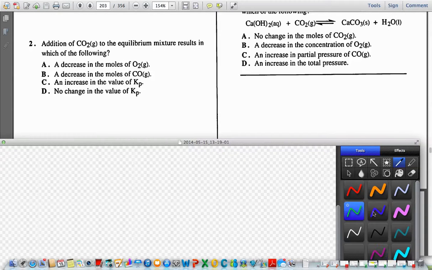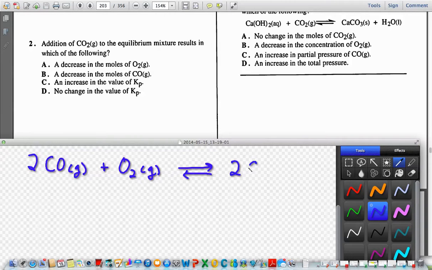We have 2CO gas plus O2 gas yields 2CO2 gas. And we're going to add CO2, so we're going to increase the concentration of CO2. Le Chatelier's principle says to offset this, we will favor the formation of reactants.